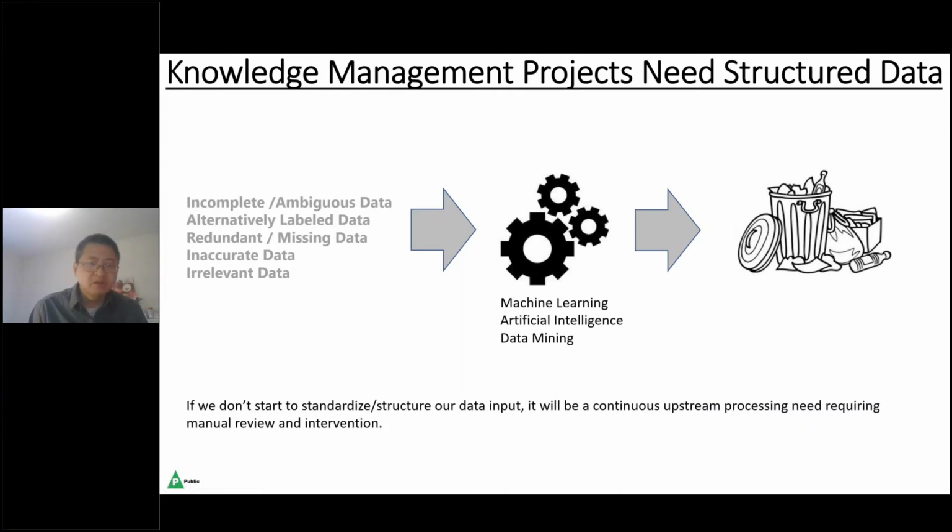So we all know knowledge management projects need structured data. If the data is incomplete, ambiguous, alternatively labeled, redundant, missing, inaccurate, or irrelevant, when the data comes in for machine learning or AI or data mining, eventually we are going to get garbage. So it's more like garbage in and garbage out. So we do need to have structured data.